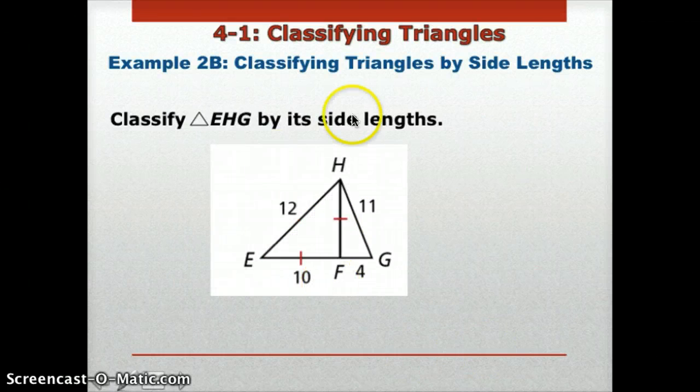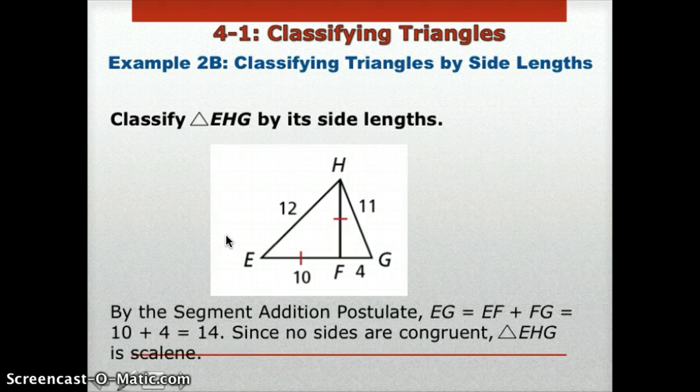Same picture, now we're going to look at the big one, EHG. Notice on this one we've got 12, we've got 11, but from G to E, we actually passed two segments. We went 4 and we went 10, so EG is actually 14. So 12, 11, and 14 are all different, so we're going to call that scalene.